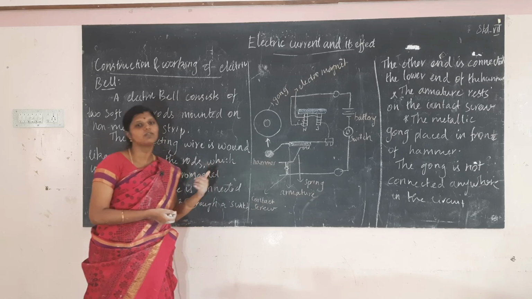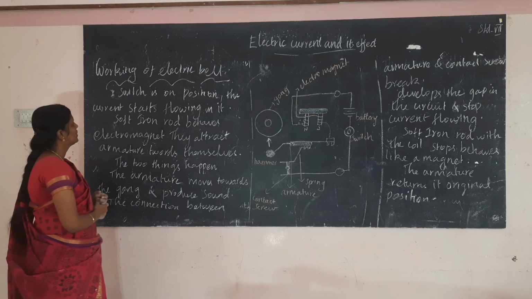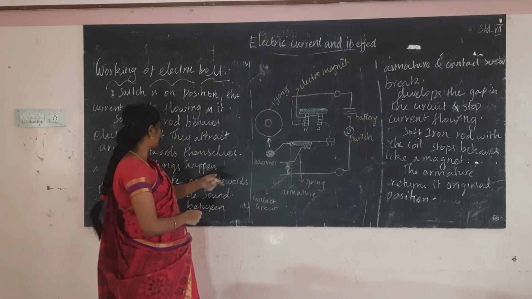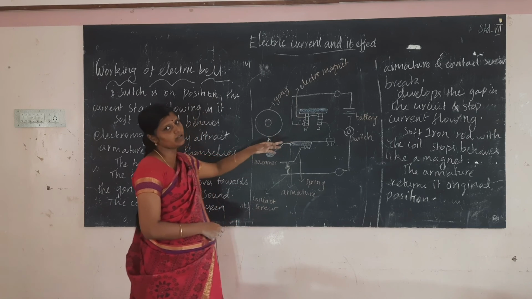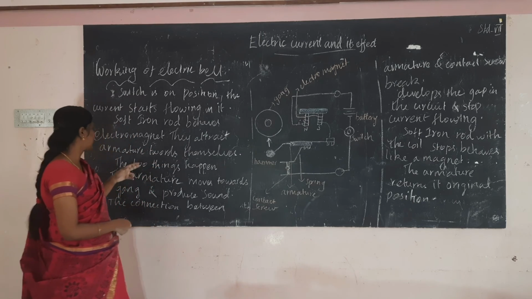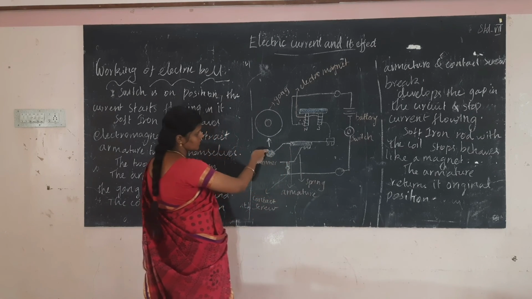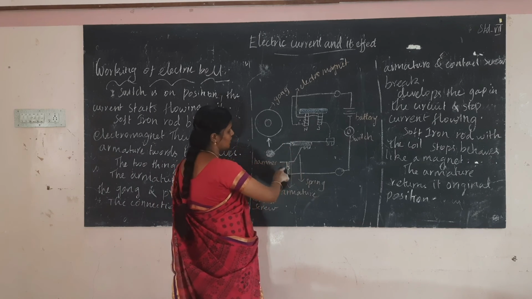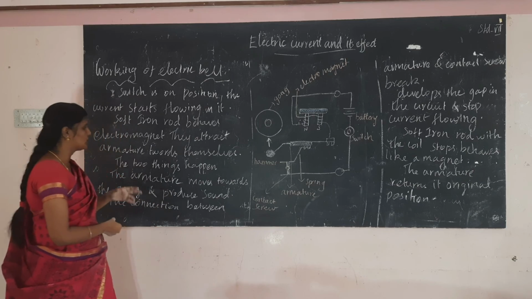This is the construction of the electric bell. Next, let's see the working of the electric bell. When the switch is in the on position, the current starts flowing. The soft iron rod behaves like an electromagnet, and it attracts the armature towards itself, and two things happen.